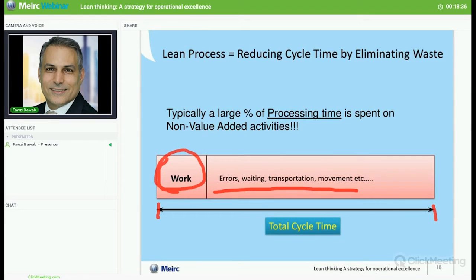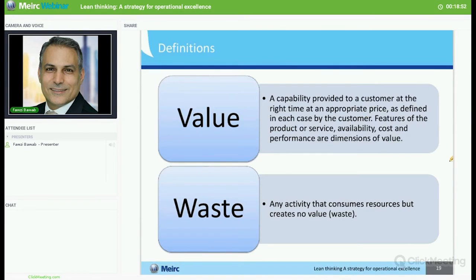So what are we trying to achieve in Lean? We are trying to identify and then reduce all of these activities. So two concepts might come into our definitions right now. What is value and what is waste?